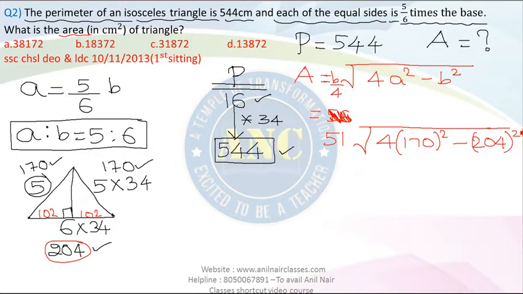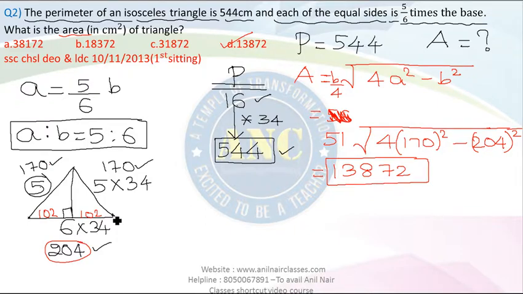If I simplify this entire thing, I will end up getting the answer as 13872, which is nothing but my option D. I hope the idea is clear. Sir, I do not know the area of an isosceles triangle.